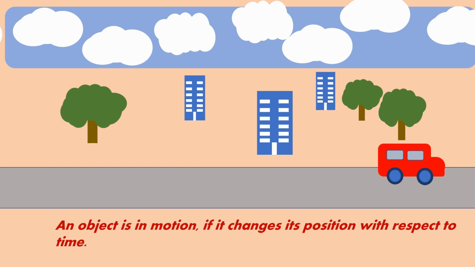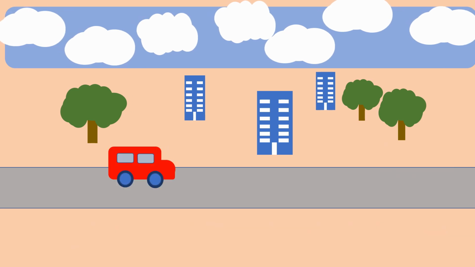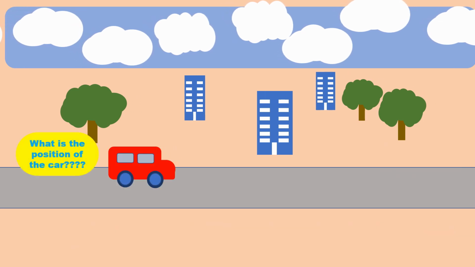Here, how do we define a position? How do you describe the position of an object? You can either define it like the car is parked near the tree, or the car is parked at the left side of the road with respect to the driver.